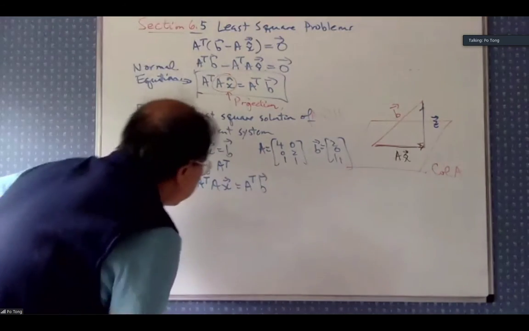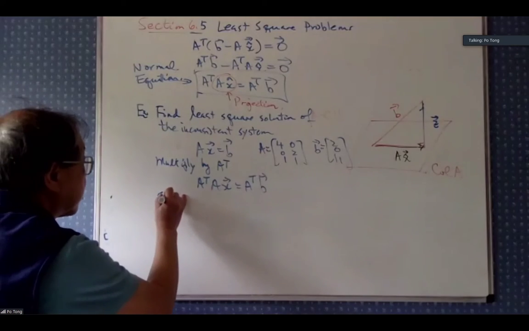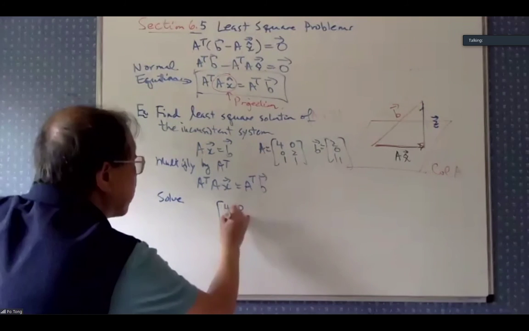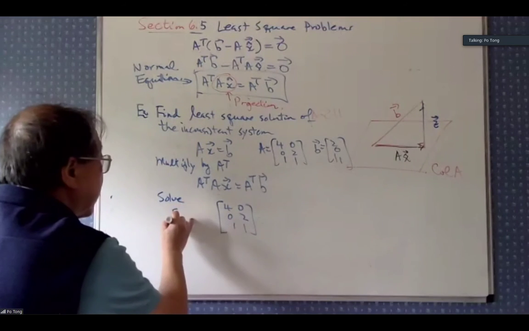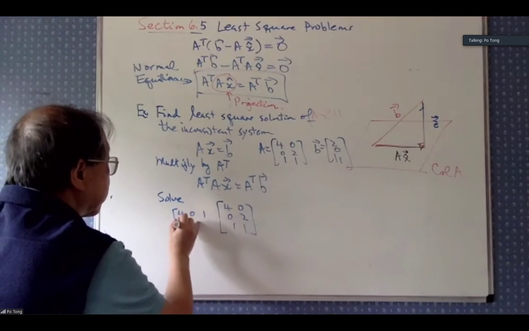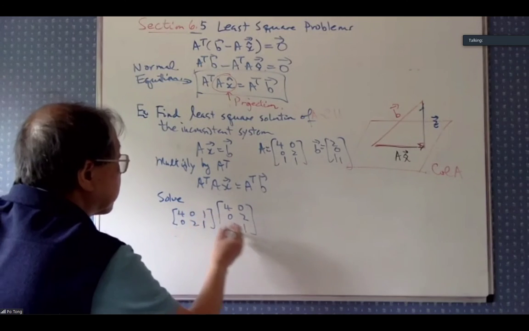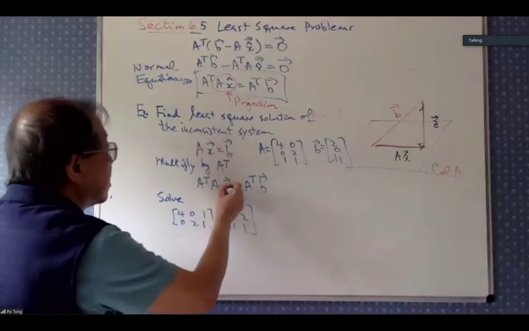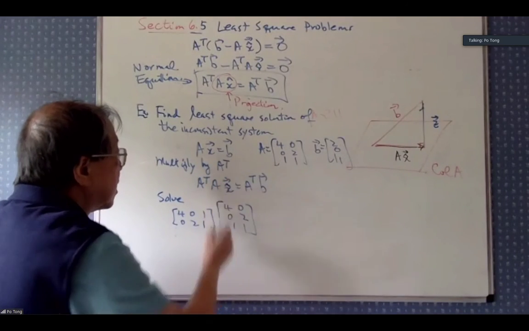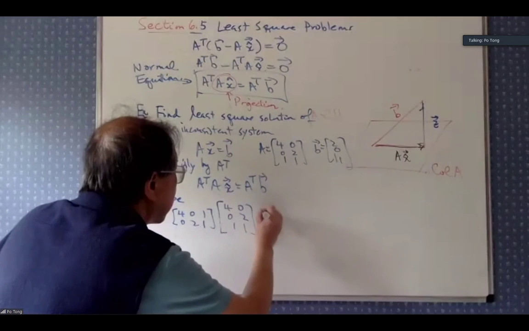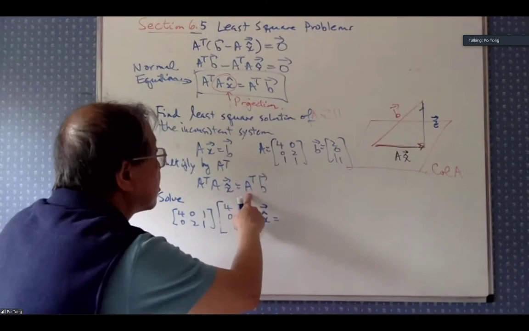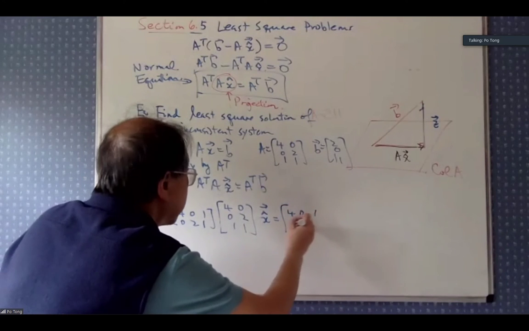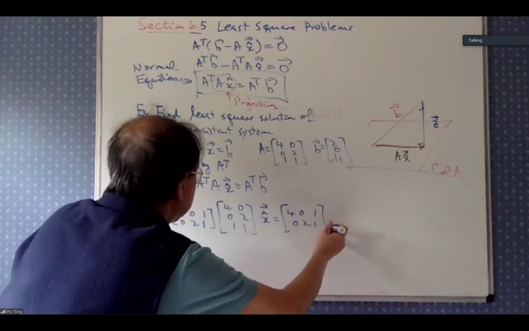So what do we have? We basically have to solve this system. This is A. This will be A transpose. We're solving this system. This one I'm going to call X hat here. Times X hat equal to A transpose, which is 401, 021, times B.